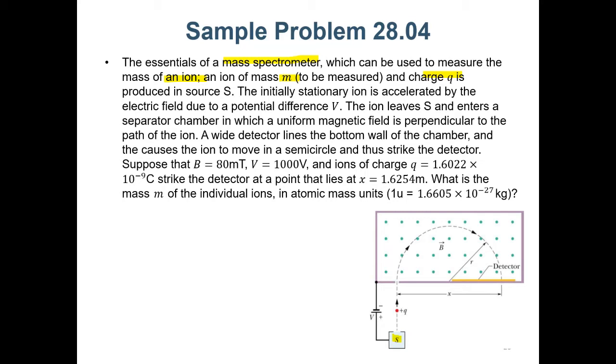So a wider detector, the semicircle does strike the detector, and suppose B is something like this, and that V is 1000 volts, Q is 1.6 times 10 to the minus 19 coulombs, and then x is 1.6-something meters. What is the mass of the individual ion?